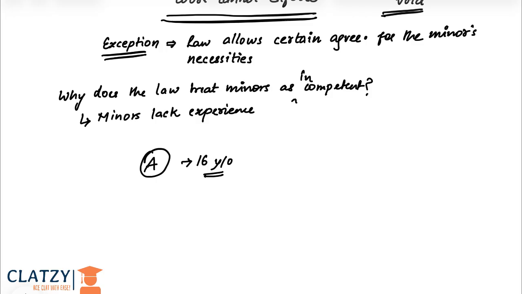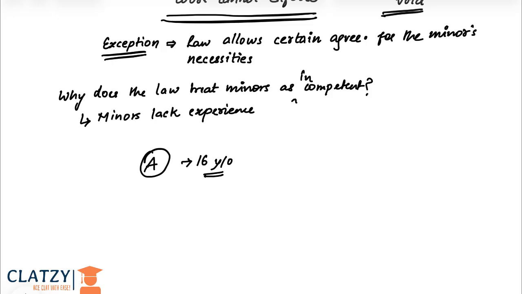What we just discussed a while ago was that an agreement with a minor is void ab initio. Would NLSIU enter into an agreement with A? The answer is no, because NLSIU would know that an agreement with a minor is void ab initio, and therefore NLSIU will not enter into an agreement with A. So how will A study?